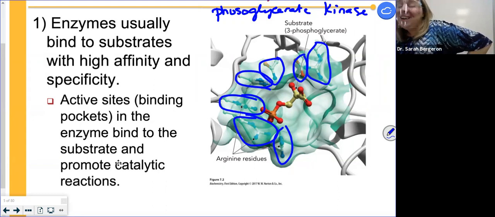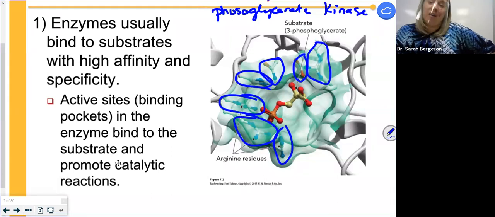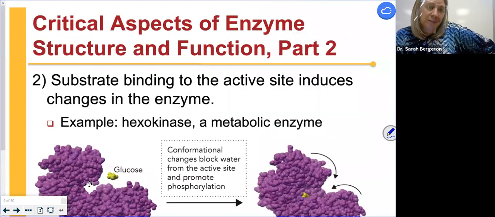Can you do that in a cell? No. So we have to look at other conditions that we can change inside the enzymatic pocket to promote those changes to occur, right? Without altering temperature, without altering pressure, right? We're very restricted within the cell.